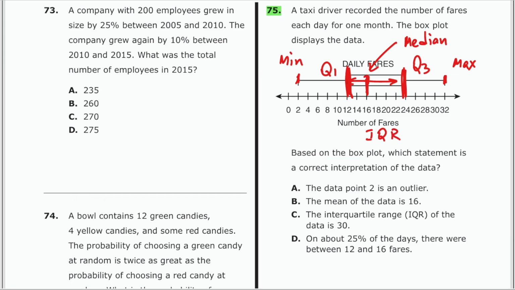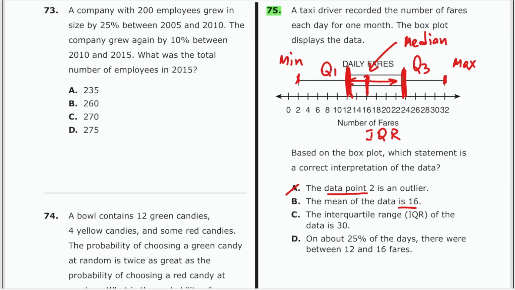Now let's go through the multiple choices. So the data point 2 is an outlier. Well, it's a minimum number, so could it be an outlier? Potentially, it could be an outlier. But let's assume A is wrong, and that's why I hate these problems. The mean of the data is 16. So this is clearly incorrect.